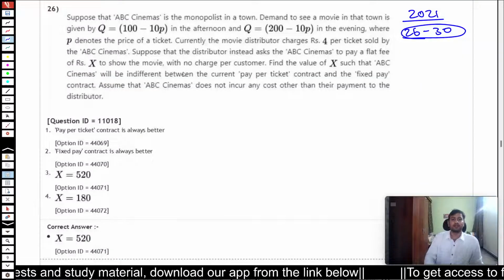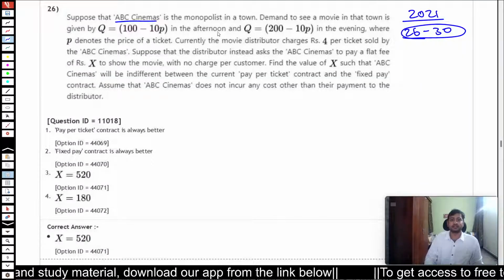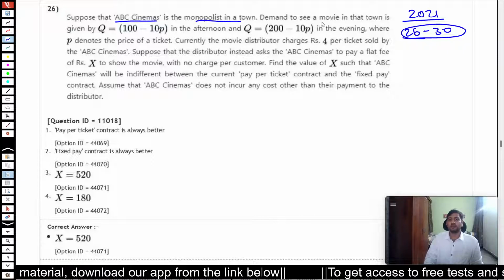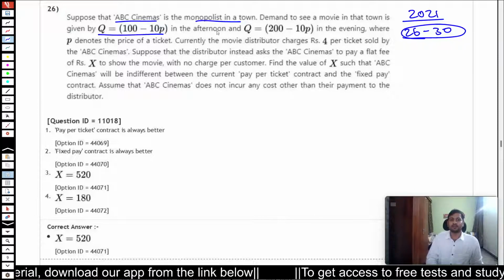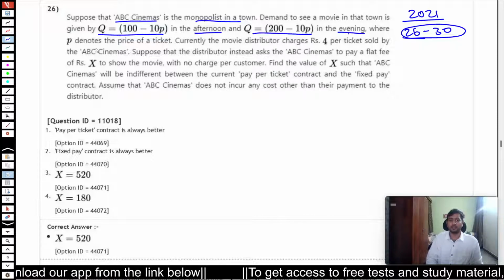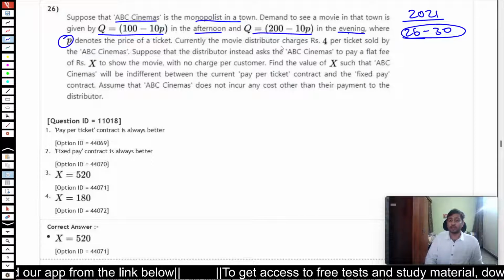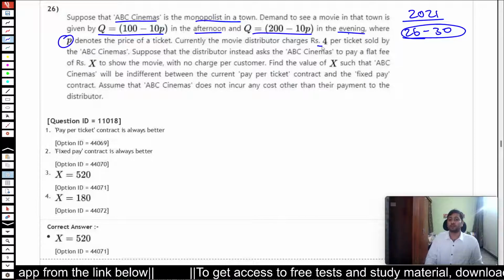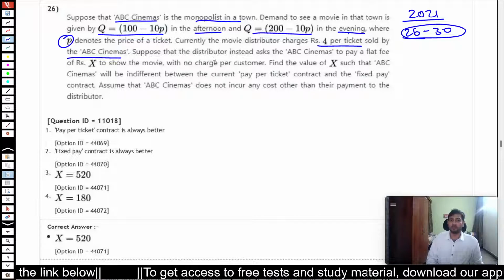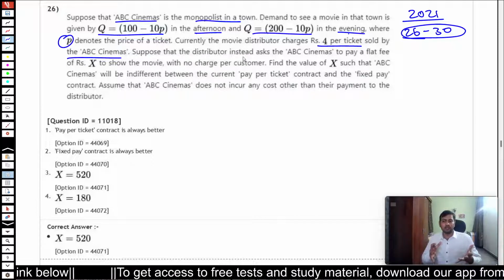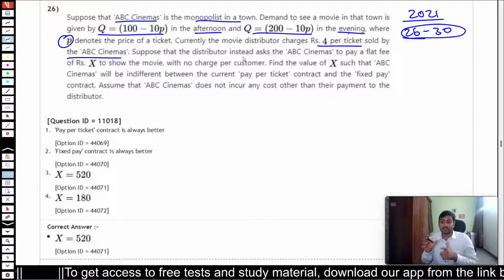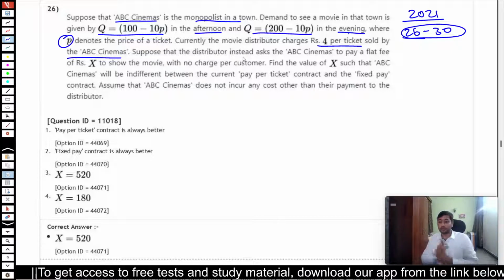So in question number 26, there's this cinema, ABC Cinemas, which is the monopolist in a town. The demand to see a movie is given by this equation in the afternoon and this equation in the evening. P denotes the price of ticket. Movie distributor charges ₹4 per ticket sold to the ABC Cinemas. So right now the distributor is charging a royalty fee of ₹4 per ticket sold.